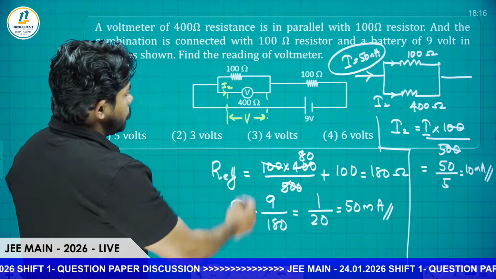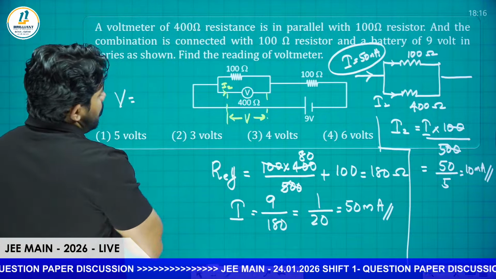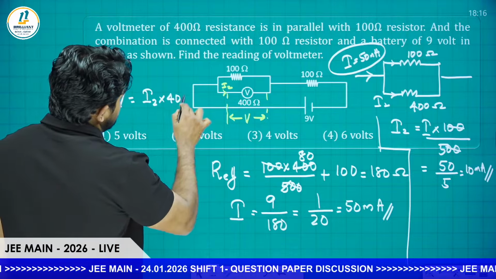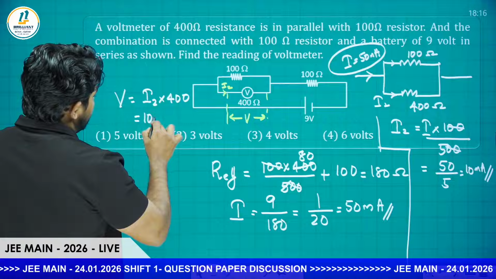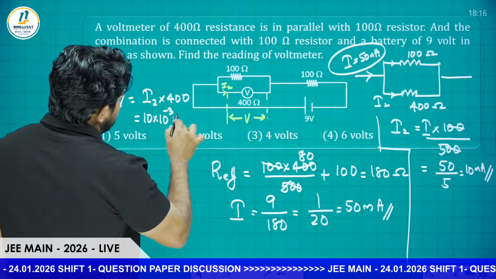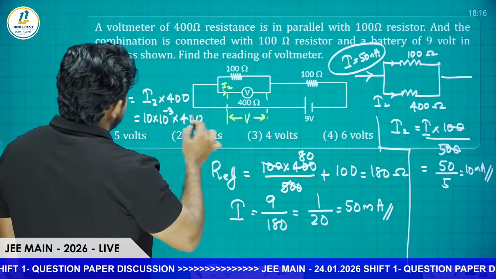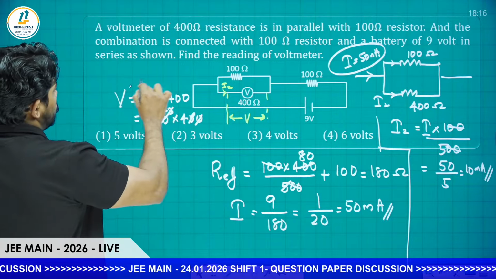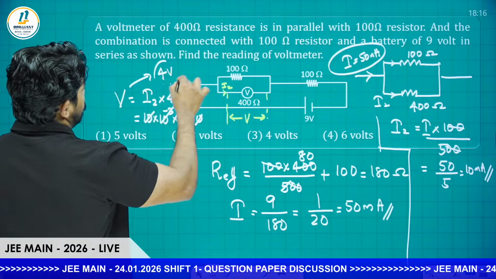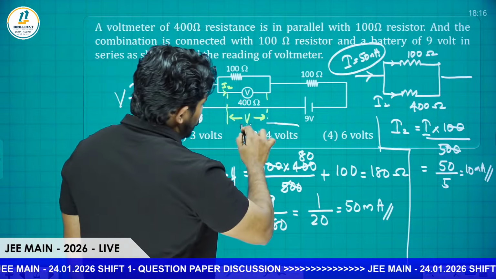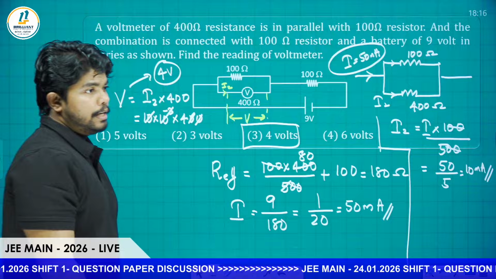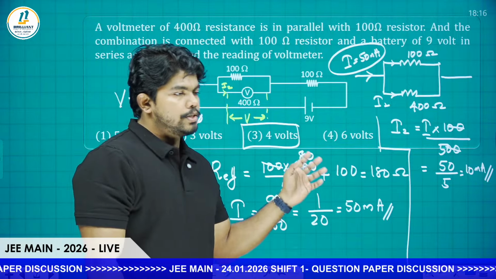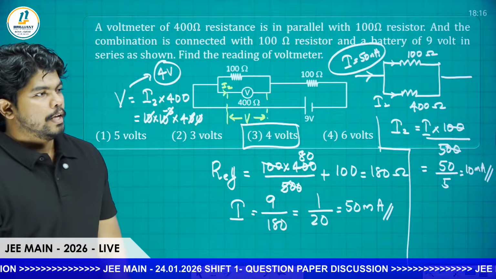Now we can find the voltage. So what is the voltage? Voltage is nothing but I2 times the corresponding resistance, right? So that is 10 times 10 raised to minus 3 times 400. So all the zeros can be cancelled. What is the answer? So the voltage we are going to get is 4 volt. So 4 volt will be our answer. In this way we can find it very easily without much calculation.